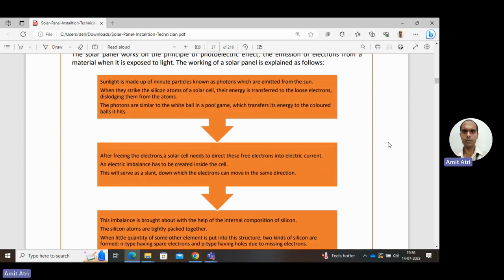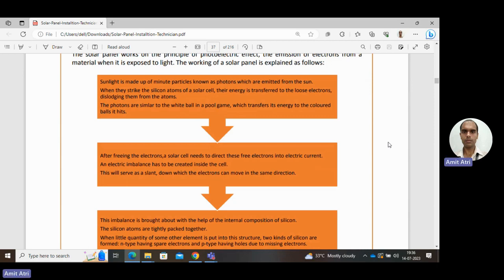These photons are similar to a pool game. In a pool game, white balls are there, colored balls are there. We hit the white ball, then the white ball goes and hits the other balls. So the photons are similar to that white ball in the pool game. They transfer their energy to the colored balls when they hit them.